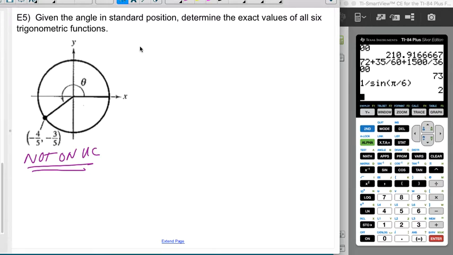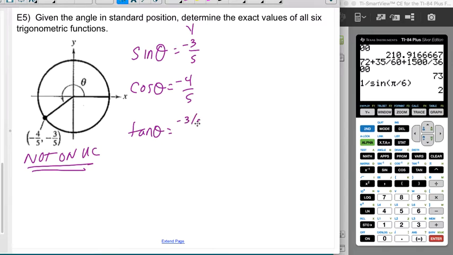So the sine of theta is going to be the y coordinate, which in this case is -3/5, right? The cosine is going to be the x coordinate, which in this case is -4/5. And the tangent is going to be the y, -3/5, on top of the x, which is -4/5. If we clean that up, that's a -3/5 times a -5/4, or a 3/4, right? Once I know those 3, I can find the other 3 by just flipping them.